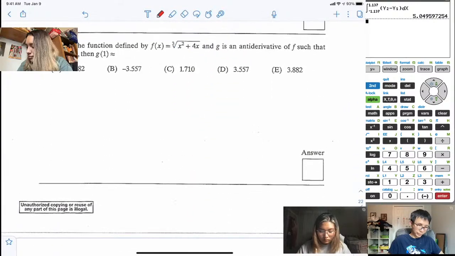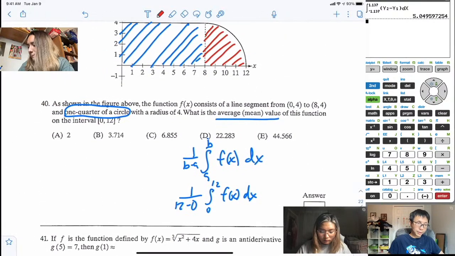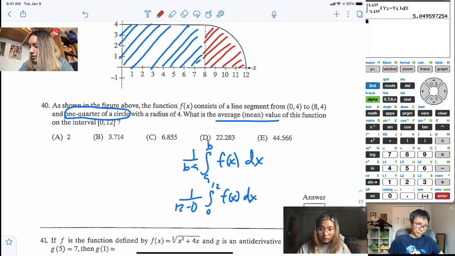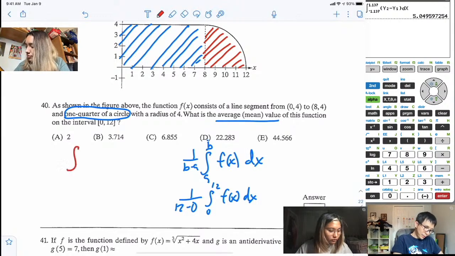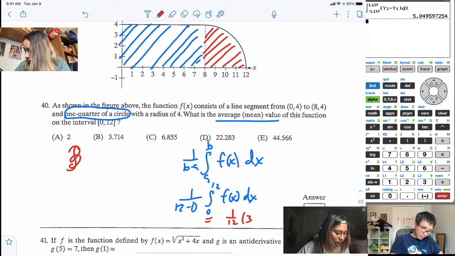So 32 plus 4 pi. 32 plus 4 pi, I think that's excellent. But don't forget about 1 over 12. So now you need to use the calculator. What do we do with 1 over 12? You have to divide your answer by 12. So Ariana says it's 32 plus 4 pi, so that's equal to 1 over 12 times 32 plus 4 pi.